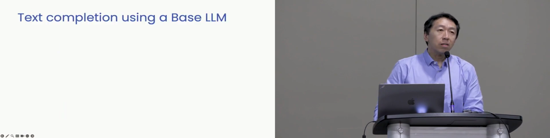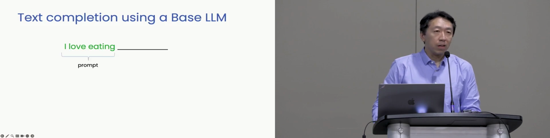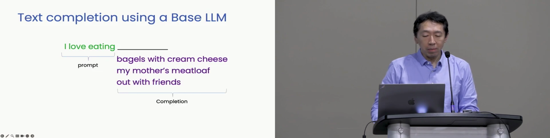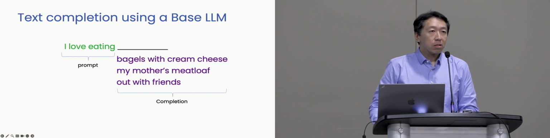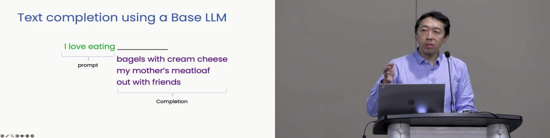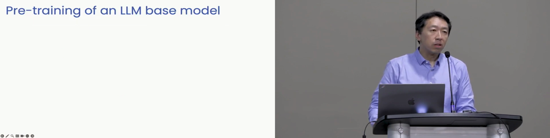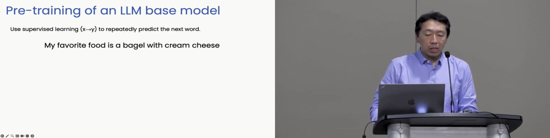Text completion using a base LLM will be, if you give it a prompt like "I love eating" and ask it for completion, run it once, it may say bagels with cream cheese, my mother's meatloaf, out with friends, and that's the text completion. And this is called a base LLM, which mostly predicts essentially what's the next word on the internet, or what's the next word as observed in your training set. And the base LLM is built with supervised learning, in which we create a data set and have a transformer network repeatedly learn to predict the next word.